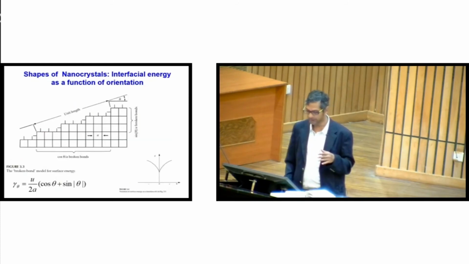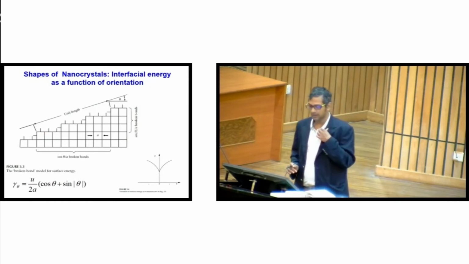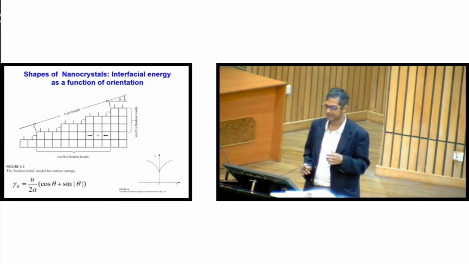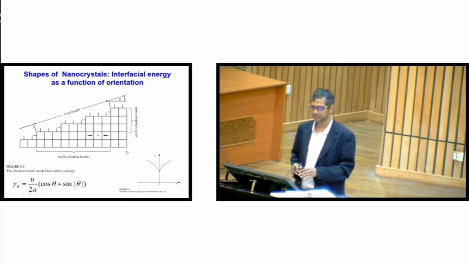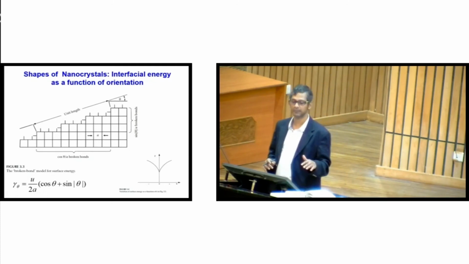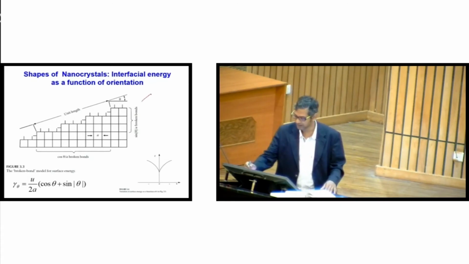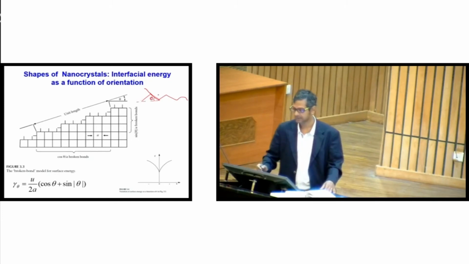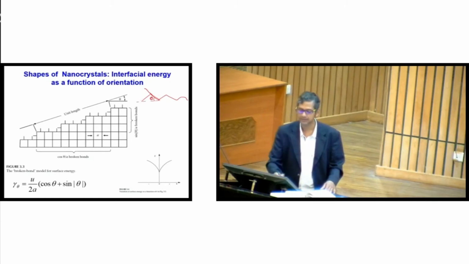So how can we put it into picture? Well, let's suppose that this is a plane which is at an angle theta with respect to one of the closest black planes. If you are not able to understand, surfaces will be like this, right? So I am talking about this surface. Let us suppose this surface is making an angle theta, that's what is shown there.